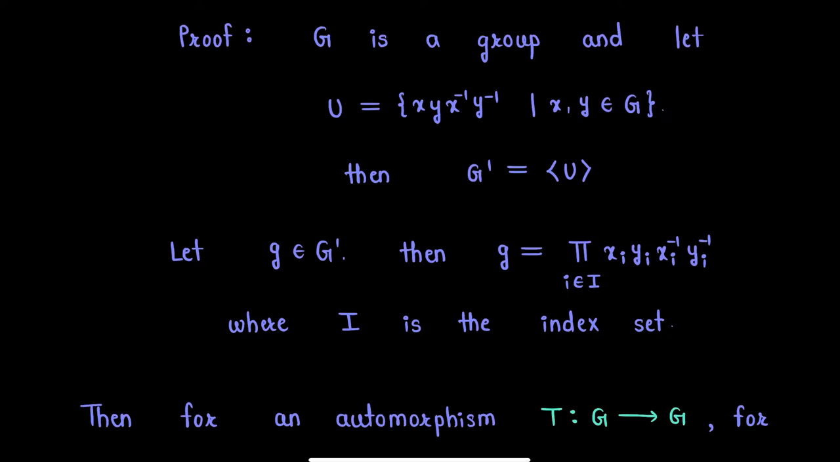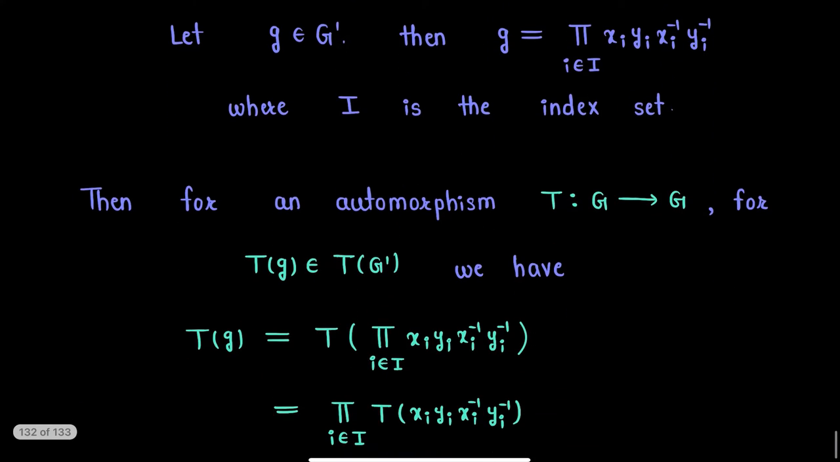Here we want to show that G' is a characteristic subgroup of group G, and to show this we will prove that for all automorphisms T of group G we have T(G') is a subset of G'. Let g be any element in subgroup G', then g will be of this form, that is, g will be equal to the product of x_i y_i x_i inverse y_i inverse for i in index set I.